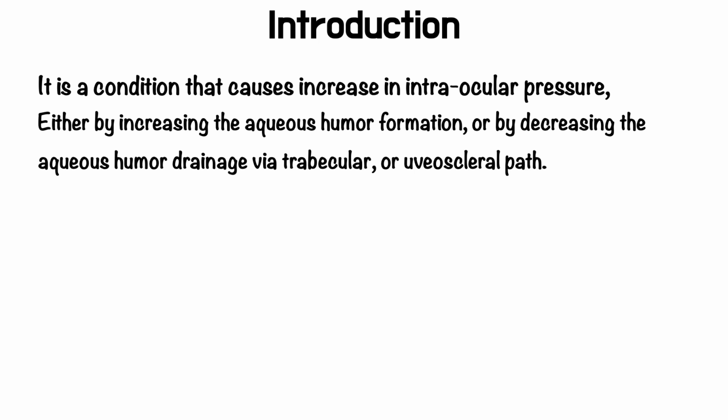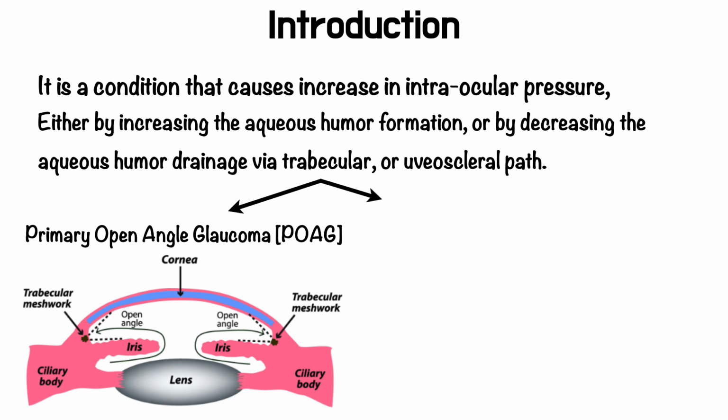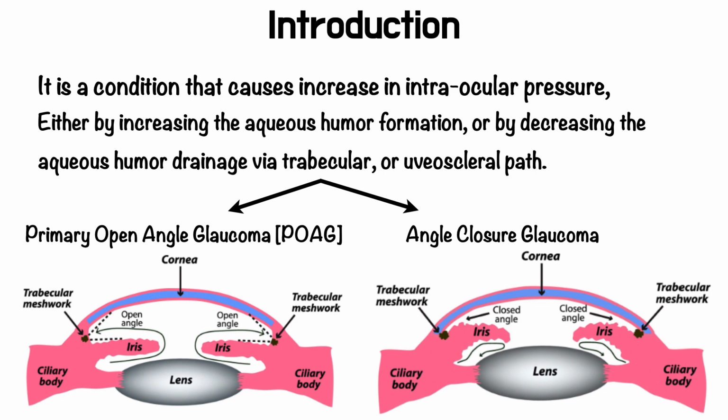or by decreasing the drainage of that aqueous humor, and that drainage actually happens in two pathways, the trabecular pathway and the uveoscleral pathway. So blockage in any of these pathways can lead to an increase in intraocular pressure. Let's talk about primary open angle glaucoma. This is the image. You can figure out the differences between primary open angle glaucoma and angle closure glaucoma, and you can see how that happens in the images.